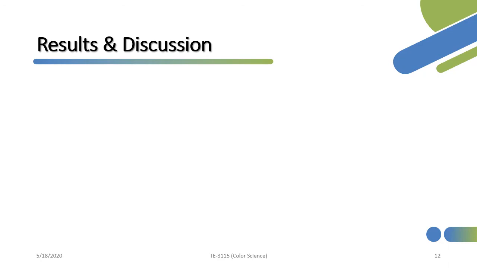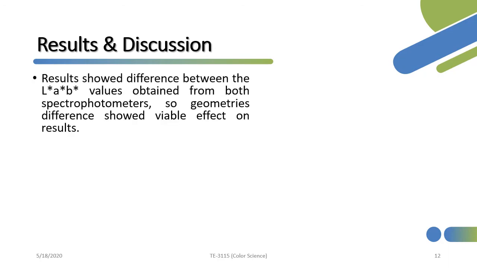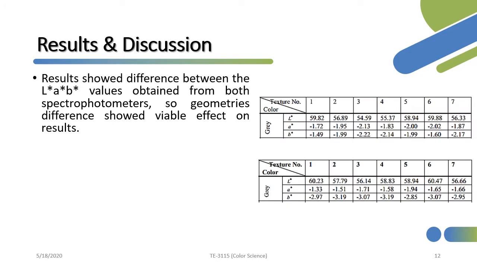Here are the results of the research. The first result shows that the different geometries of spectrophotometers give different L, a and b values for samples. Here in the table it can be clearly seen for a gray sample that the L value for the first texture of gray is 59.82 in 45/0 geometry, while in diffuse/8 geometry the same sample showed an L value of 60.23. So it means that L, a and b values are affected by the spectrophotometer geometry.